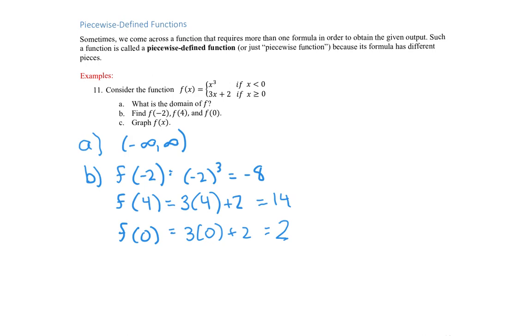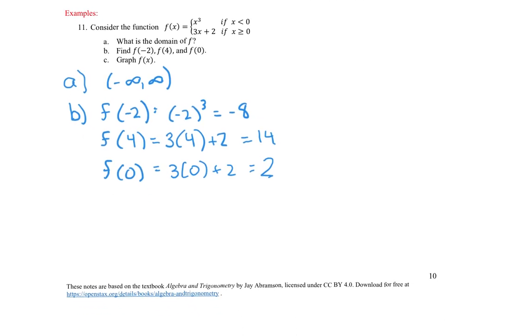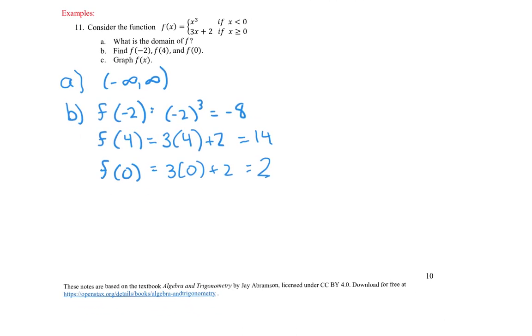In letter C, they ask us to graph this piecewise function. There's a few ways to do it, but I'll show you how I usually do it. Let's first address the top part of our function, where f of x is x cubed. This is going to happen whenever x is less than 0.